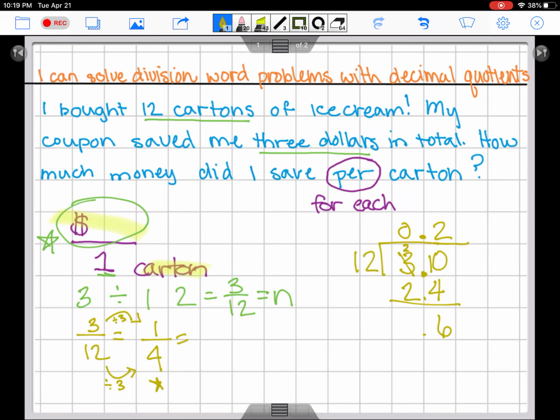We're going to do a little bit of regrouping here. We're going to have 6 left over, or 6 tenths if you're keeping track of that decimal. 12 cannot fit into 6, so we need to create another equivalent decimal up here. 3 is the same as 3 and 0 hundredths. We can drop that 0 down. Now we need to know how many times can 12 fit into 60.